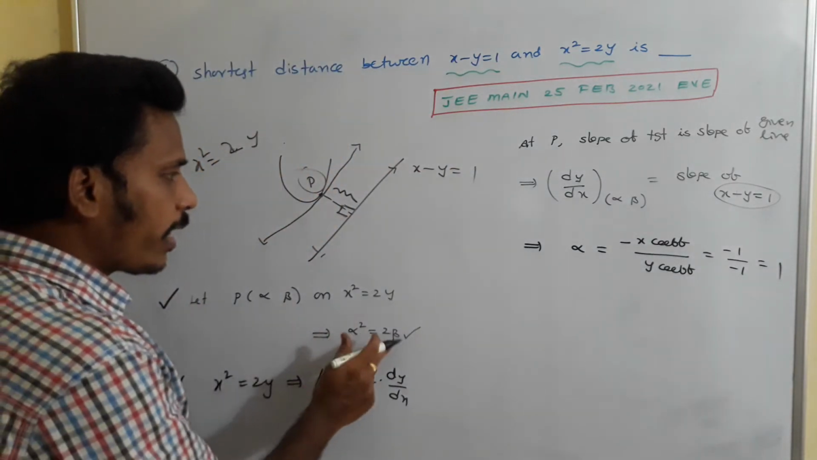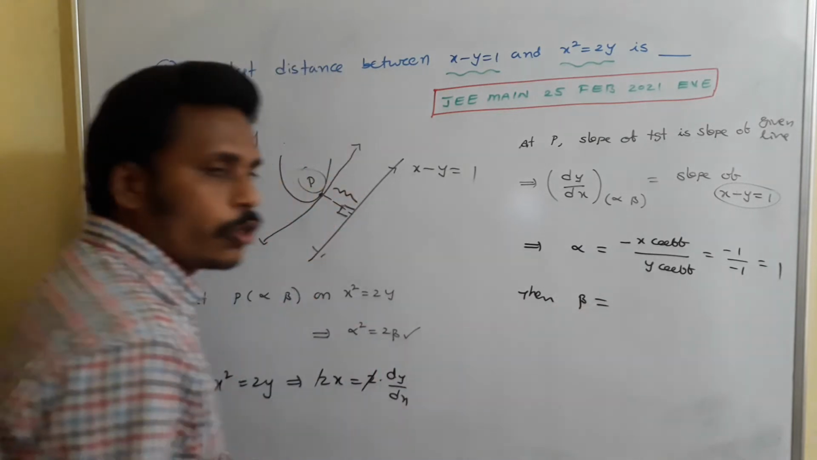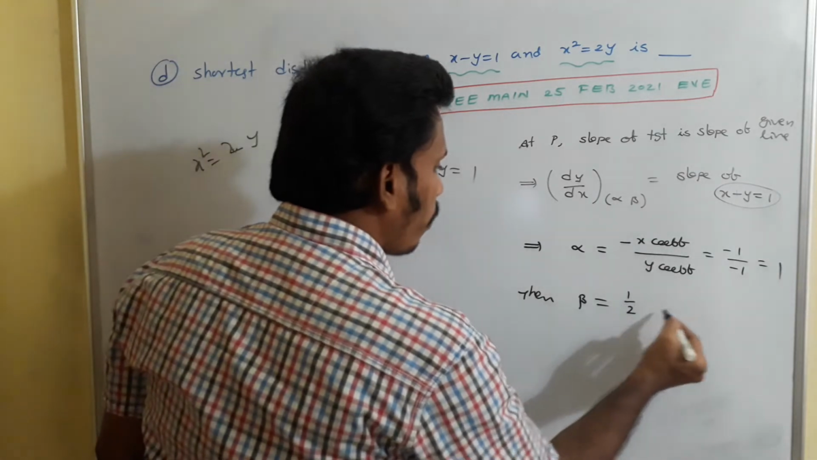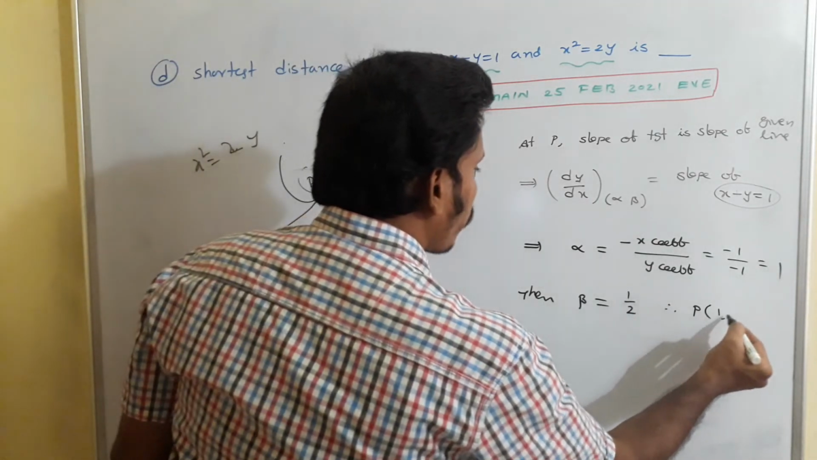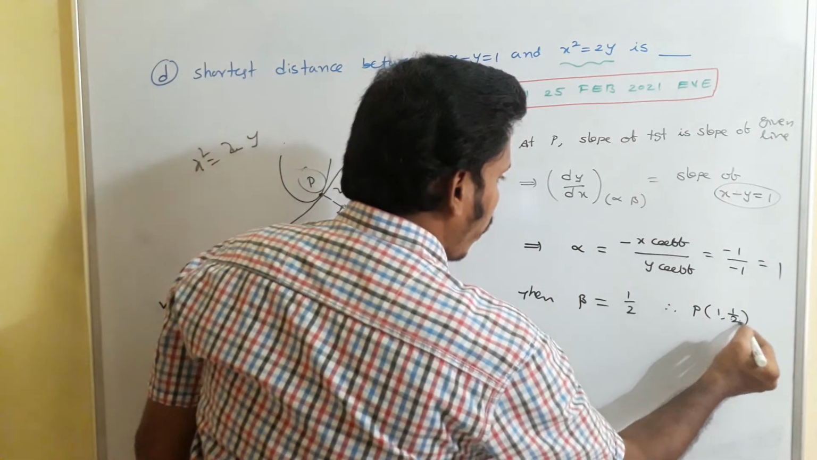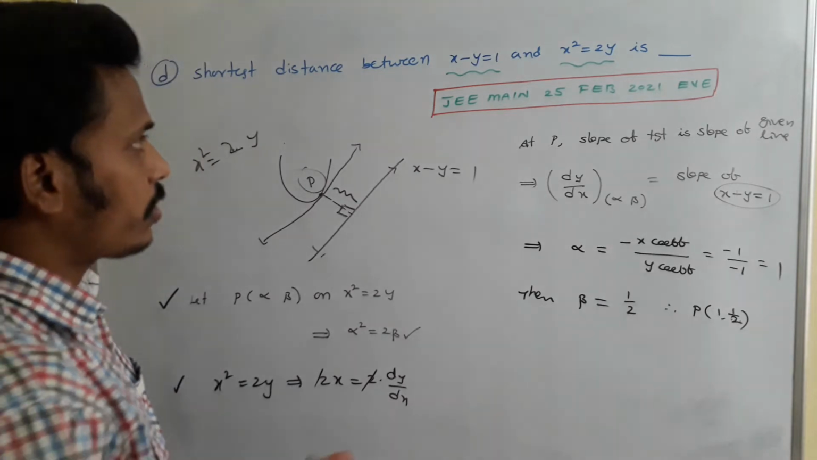Since alpha is 1, directly we will get beta. Okay, then what is beta? Replace alpha here, alpha square is 1, and beta is equal to 1 by 2. Therefore the coordinates of the point are 1 comma 1 by 2. Okay, I have the coordinates of point P. I need to find out the shortest distance.